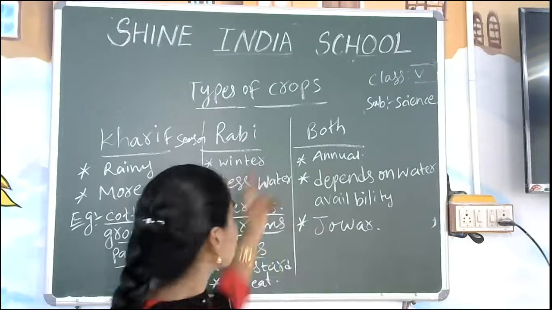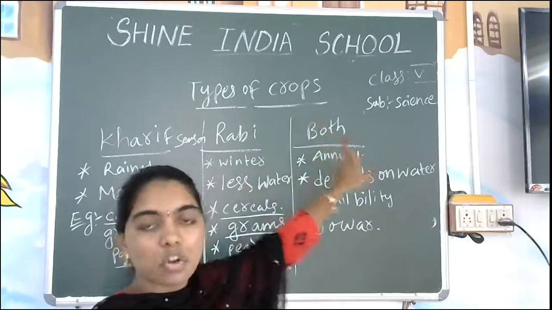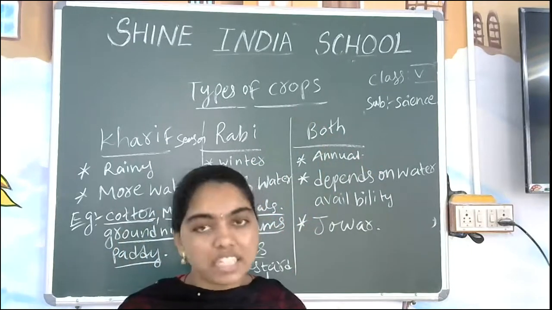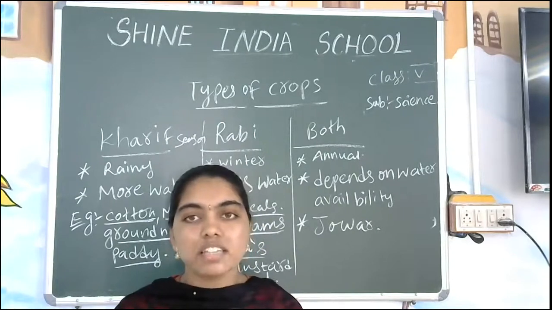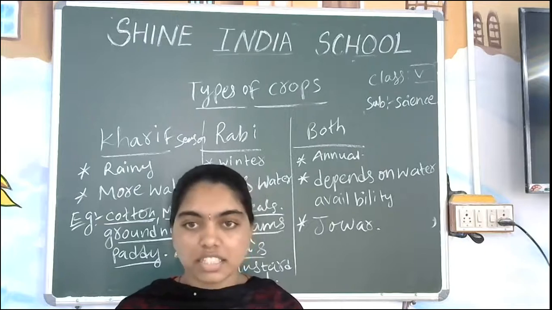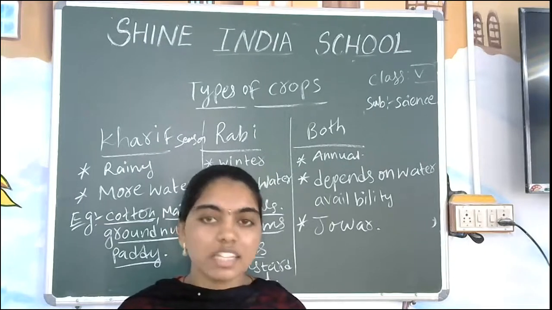Try to complete the worksheet regarding our topic, types of crops. You have to complete the worksheet with the help of your textbook. Read the textbook twice and try to answer the worksheet properly. Okay, we will meet in the next class.